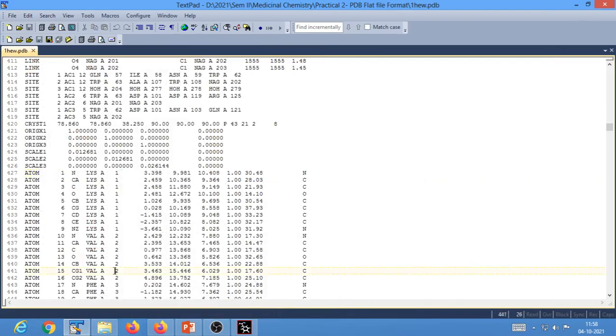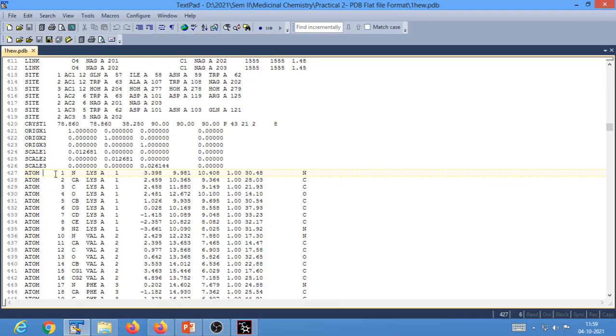Okay. So as you can see over here, the coordinate information always begins with the line that starts with the keyword ATOM. So this line has how many columns? 1, 2, 3, 4, 5, 6, 7, 8, 9, 10, and 11. Okay, it has 11 columns, and structural information is usually provided in these 11 columns.